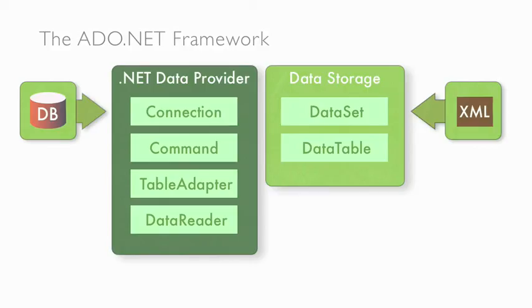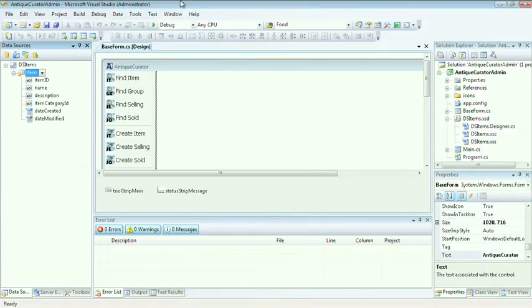Inside of a data set, there could be one or many data tables. Data tables are analogous to record sets in classic ADO, where you have rows and columns inside of a table-like structure that can be grouped together into one or many objects inside of a data set. Let's apply this knowledge to our project in Visual Studio.